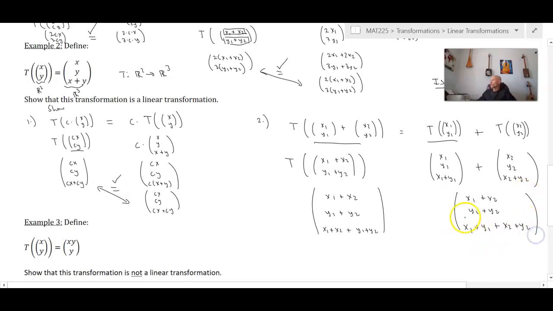Now, they do appear in a different order in the bottom component, but there's an x1 there, there's an x1 there, there's an x2 there, there's an x2 there, there's a y1 here, a y1 here, a y2 here, a y2 here. Now, remember, these are just scalars being added together, constants being added together, so they produce the exact same result. We can see that they are indeed equal, and we can see that this is a linear transformation.